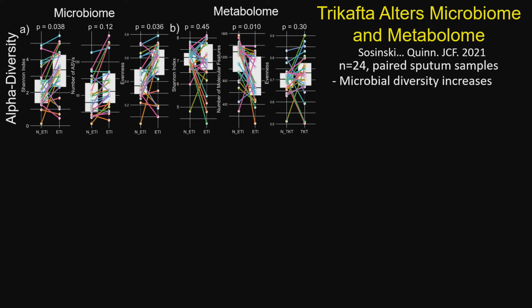So we've done a study we published last year, the first look at the effect of ETI, Trikafta, on the lung microbiome and metabolome. It was a relatively small study, so we got paired sputum samples before and after a subject took Trikafta. We're looking here, in these box plots, at the changes in the alpha diversity from the microbiome and the metabolome. I'll highlight a few important points. You can see on the left the Shannon index, so the diversity of the community is increasing, and that seems to be driven primarily by an increase in evenness. So the community is becoming more even in the relative distributions among the organisms.